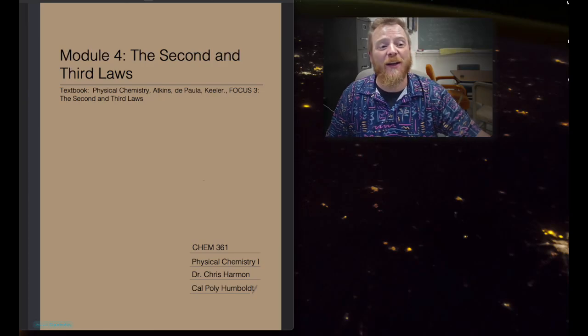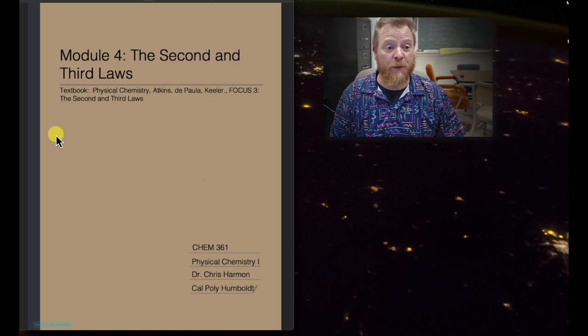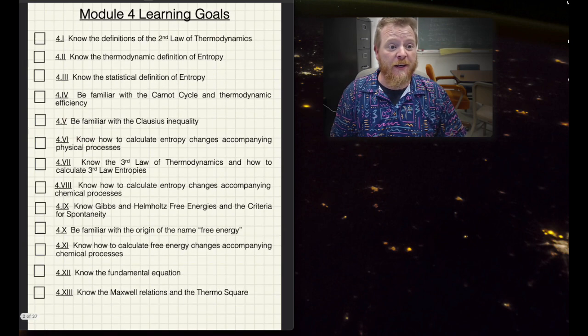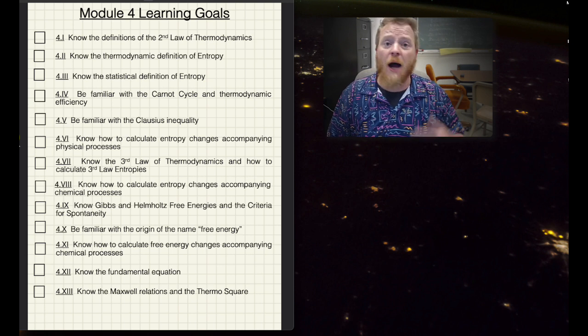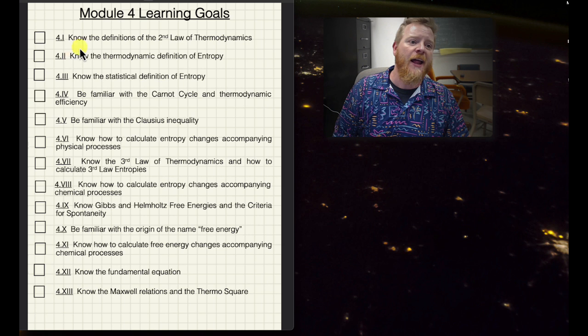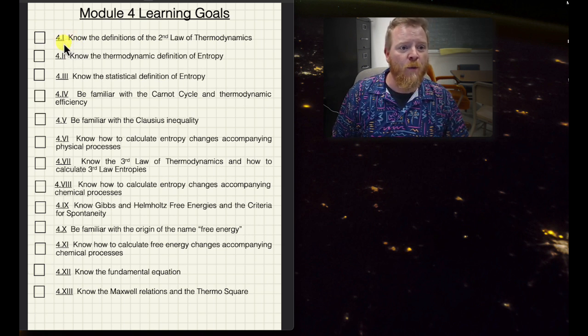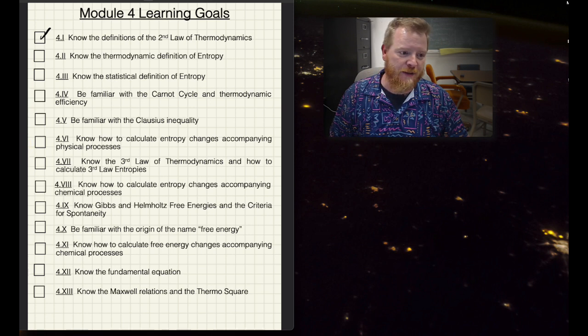Okay, hey folks, we are getting into Module 4 on the second and third laws of thermodynamics. It will be a fairly large module, as you can see, 13 learning goals there. So we'll spend a couple weeks here, just like we did with the previous module. And on this first learning goal, we're going to set up the definition for the second law of thermodynamics.